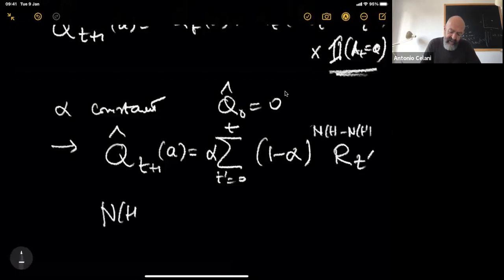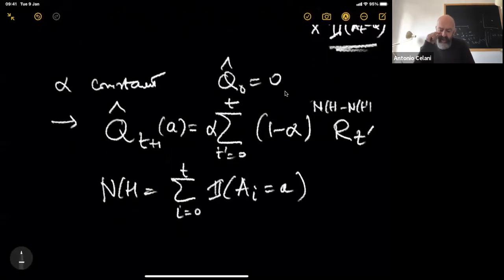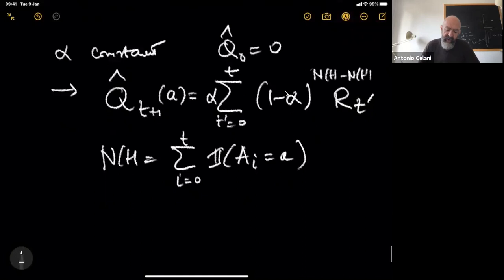So n of t is the sum over i going from 0 to t of the indicator that a_i is equal to a. I hope I'm not messing up the indices, but please check if what I'm writing is correct. So this is just the counts. It's a random variable which counts the number of times that you have been doing that action, small a. This is just to tell you that the same things apply, only you have to do this in parallel in different records.